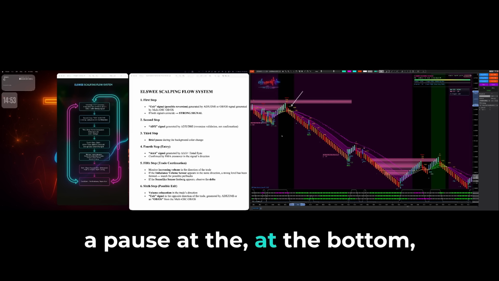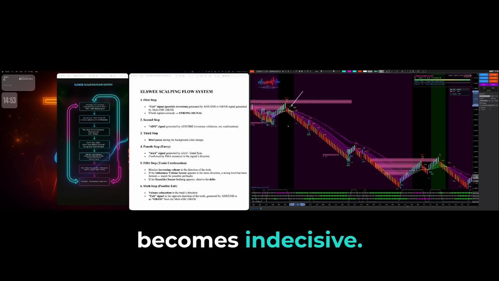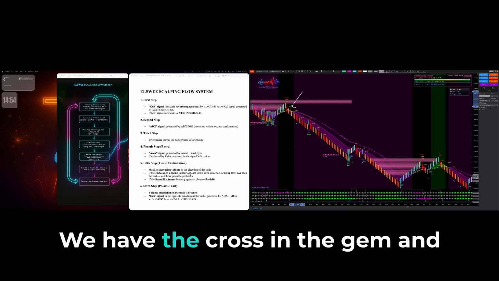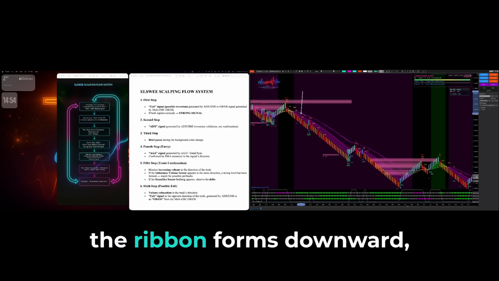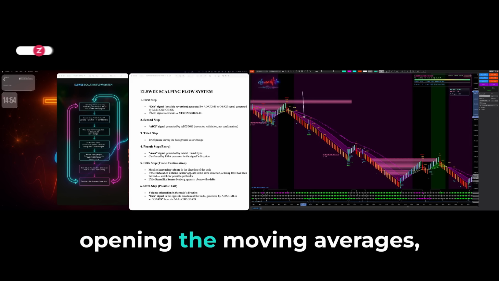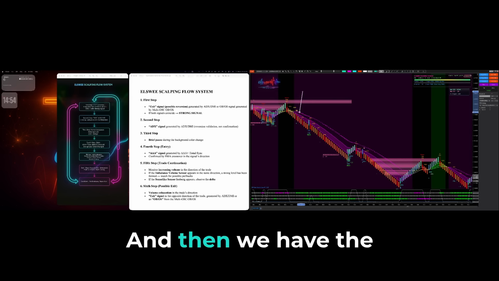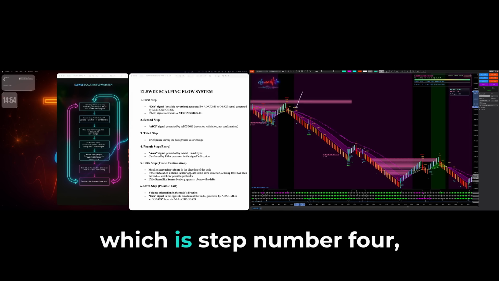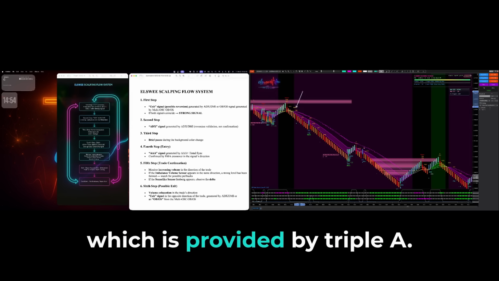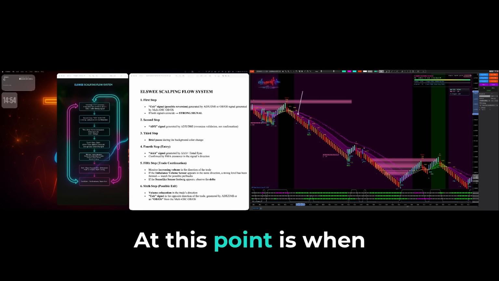We're not going down, it's not going down. The bottom becomes indecisive. We have the cross in the gem, and the ribbon forms downward, opening the moving averages, the gem. And then we have the entry signal, which is step number 4, which is provided by AAA. At this point is when the trade opens.